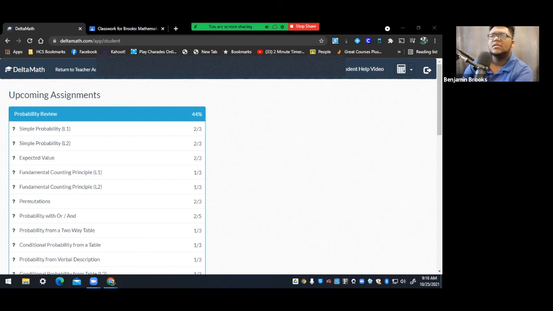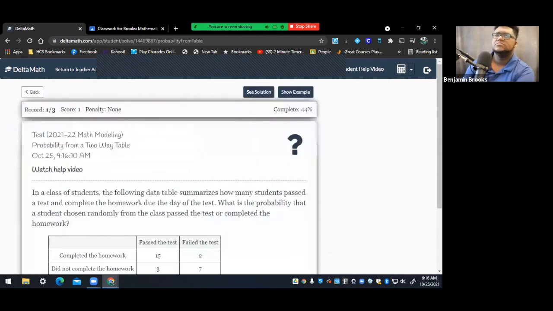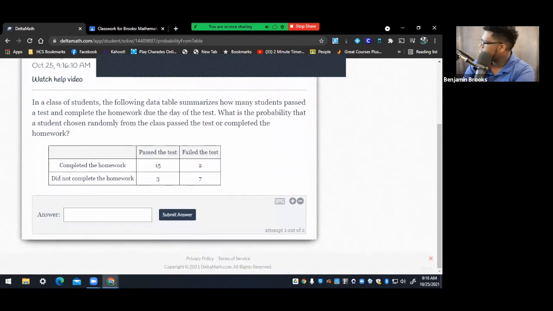All right. In a class of students, the following data in the table summarizes how many students passed the test and completed the homework due the day of the test. What is the probability that a student randomly chosen from the class passed the test or completed the homework? All right, so let's think about it.